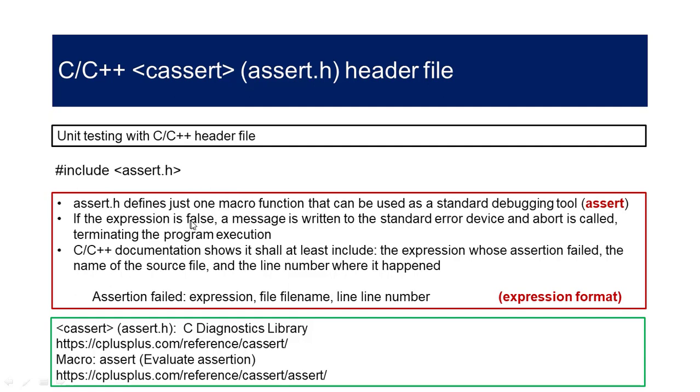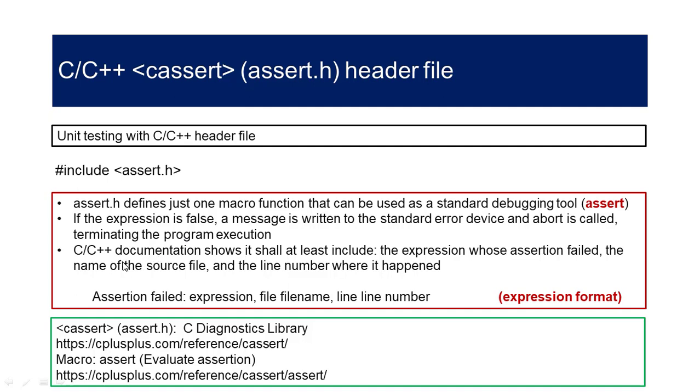There are some things that we need to know about this assert.h header file. The assert.h header file defines just one macro function that can be used as a standard debugging tool. And that function is the assert function, the assert macro. We will see that in a minute in this video. And for the assert.h header file, if the expression that we are testing is false, a message is written to the standard error device and abort is called. In other words, the program execution will terminate.